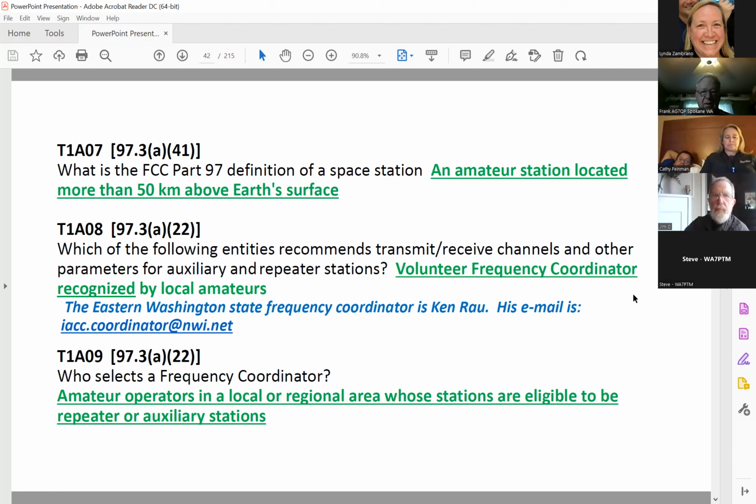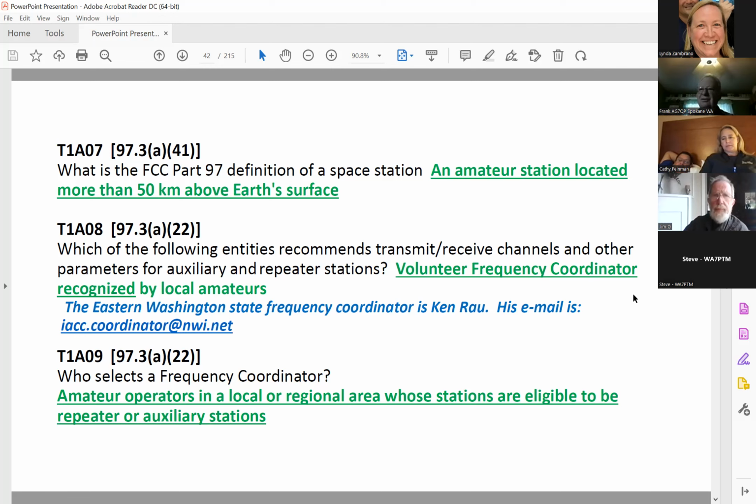Which of the following entities recommends transmit and receive channels and other parameters for auxiliary and repeater stations? A volunteer frequency coordinator recognized by local amateurs. And we have one here in Eastern Washington. What they do is sort of play traffic cop. If I wanted to set up a repeater, I'd go to the volunteer frequency coordinator and get a transmit and receive frequency. If it's on VHF, it would probably be 600 kilohertz apart. On UHF, it's 5 megahertz apart. And that's so that the FCC doesn't have to get involved in that.